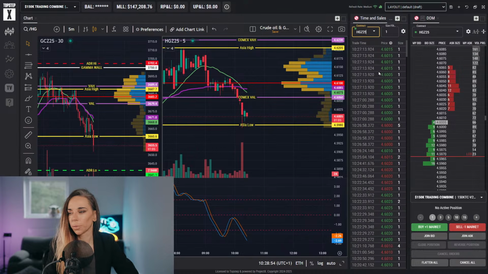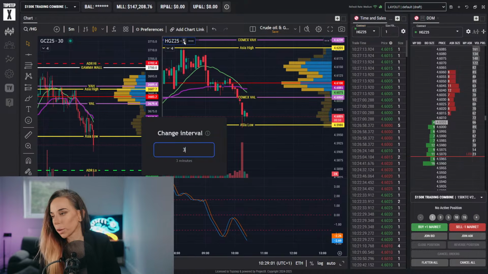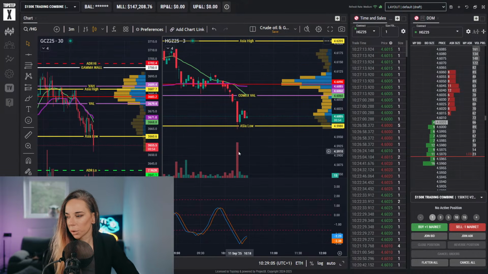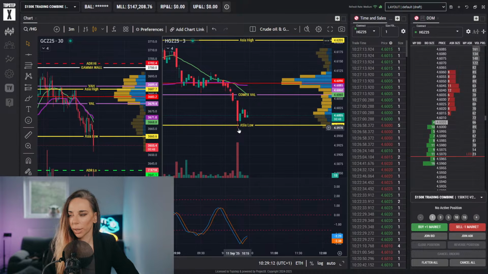No filter. It's a thin market anyway. And let me go down to maybe a 3-minute chart. Do we have any buyers stepping in? So this was what I referred to as a volume exhaustion candle. It didn't go below Asia low.